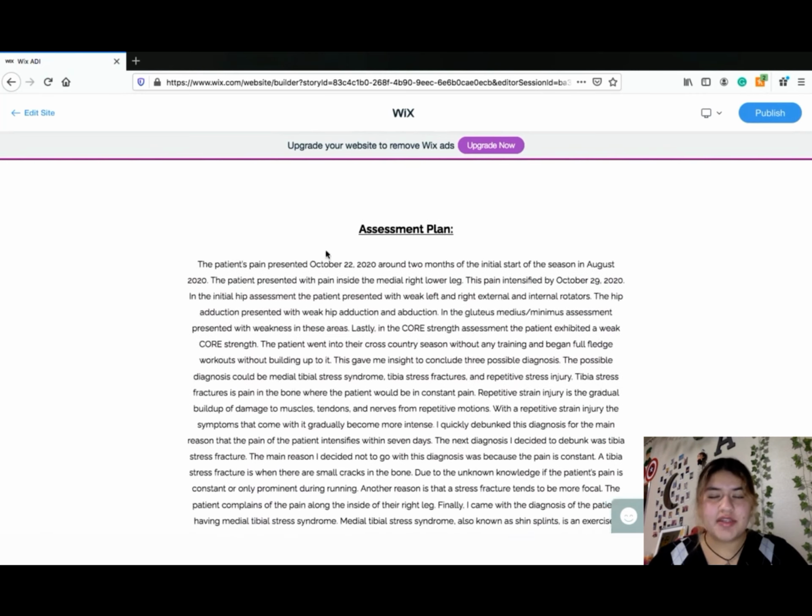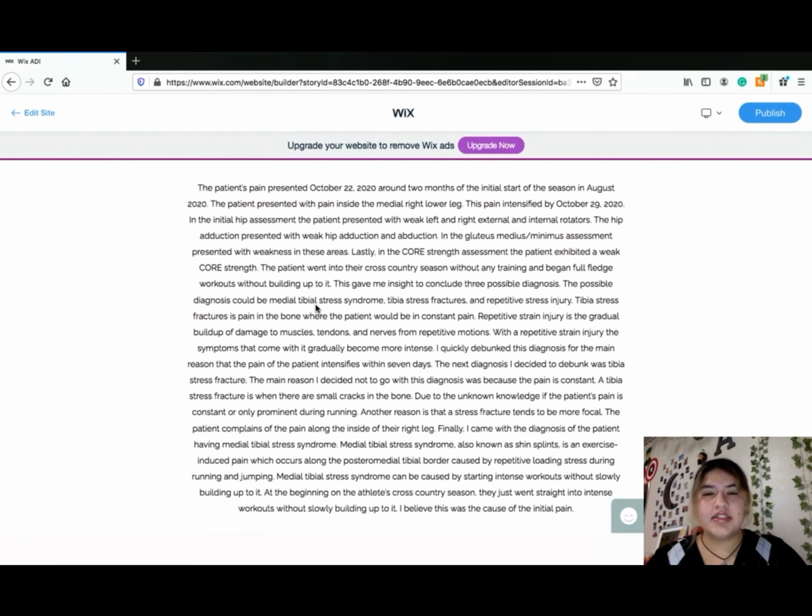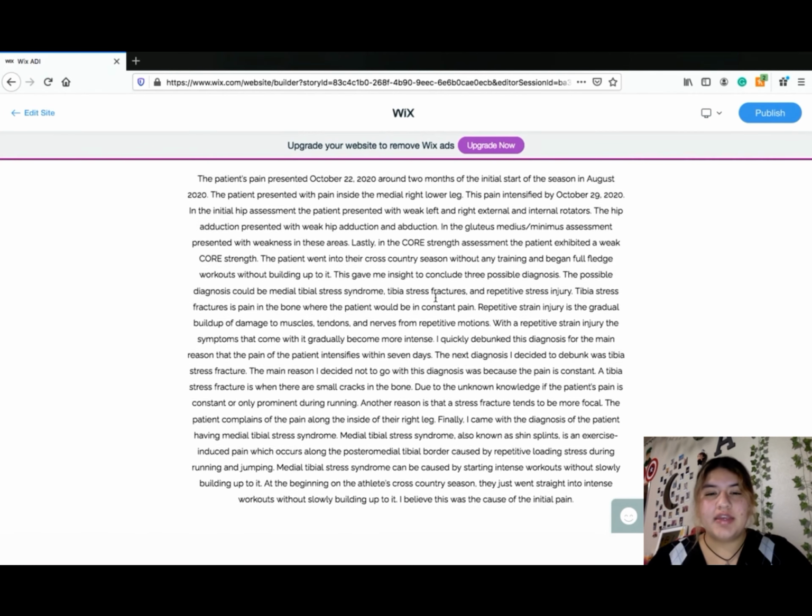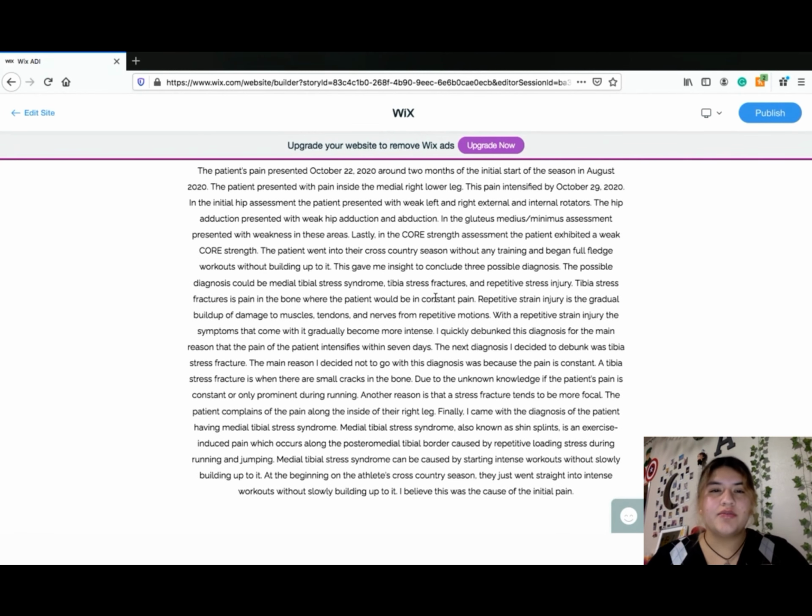So moving down, here's my assessment plan. So here I take into consideration her symptoms, her assessments that are given, and her timeline. And I came up with three possible diagnoses, like I say here. The possible diagnoses that I came up with were medial tibial stress syndrome, tibia stress fracture, or repetitive stress injury. So out of these three, I began to kind of do process of elimination based on her symptoms.